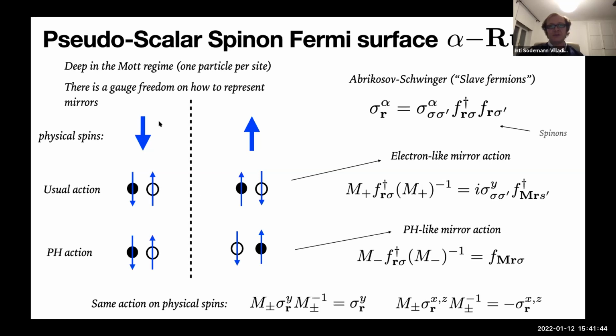When I'm deep in the Mott regime, I have this constraint of only one particle per site, okay? And so you can do this very explicitly with Abrikosov Schwinger fermions, okay? By the way, these Abrikosov Schwinger fermions are the same that allow us to exactly solve the Kitaev model after you split them into Majoranas. So this is equivalent to doing Majorana. It's just a complex fermion version.